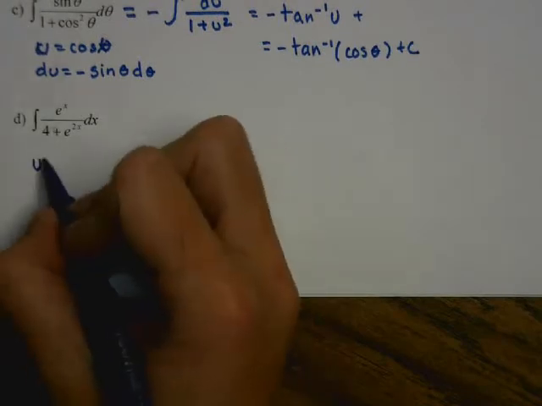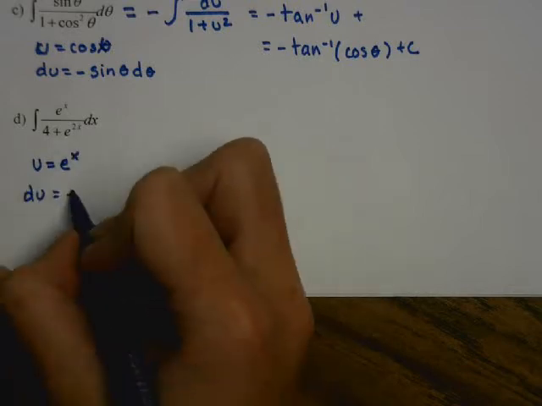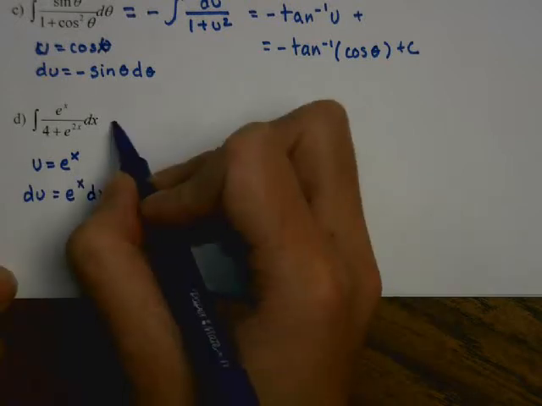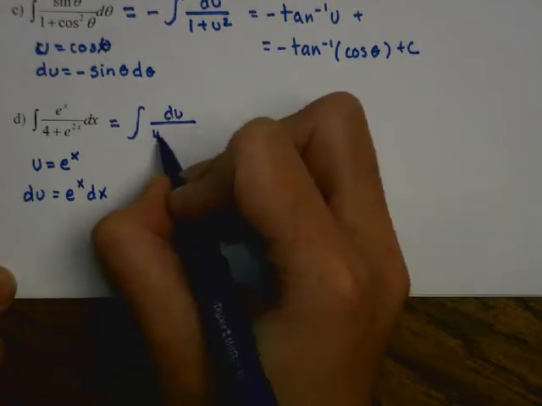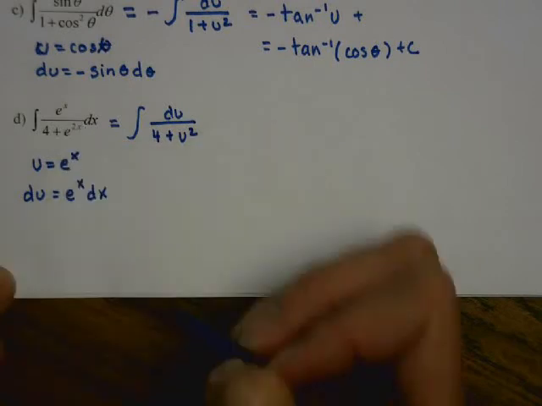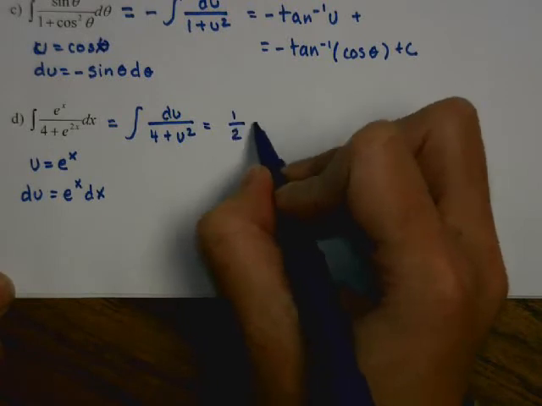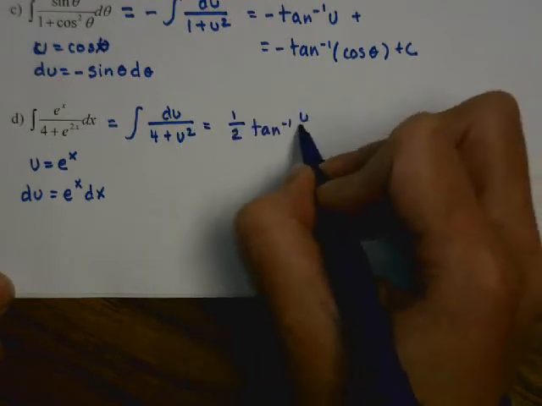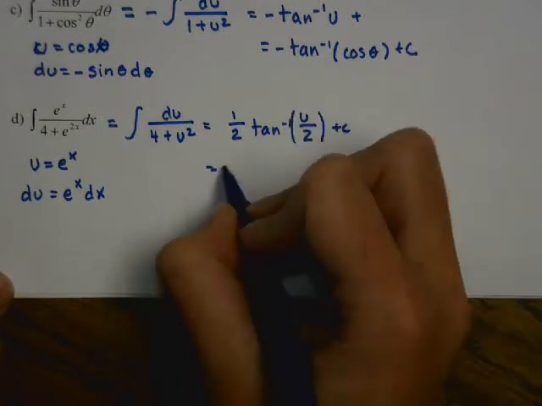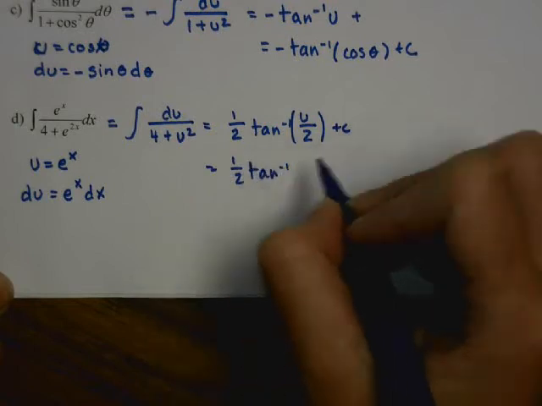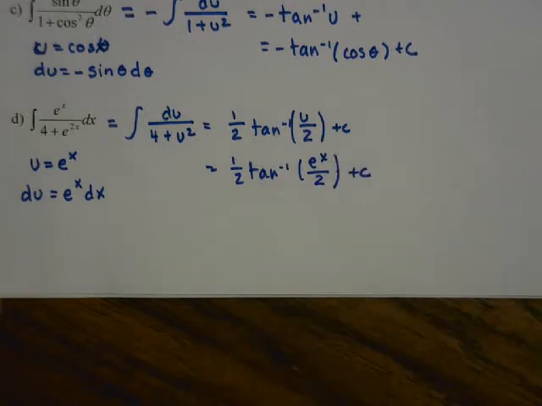Okay, here we're going to let u equal e to the x. So du is going to equal e to the x dx. So this is now the integral of du over 4 plus u squared. E to the 2x would be the same as e to the x squared. So this is going to be 1/2 tangent inverse of u over 2. So we have 1/2 tangent inverse of e to the x over 2 plus c.